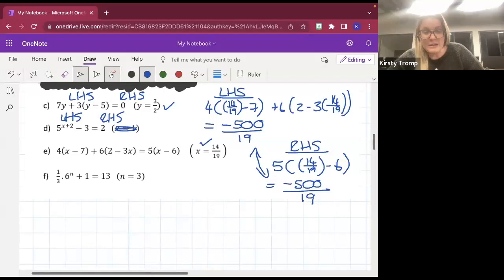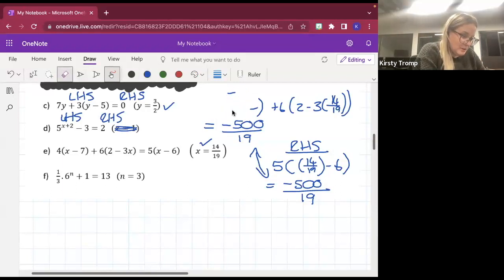So those of you who were unsure of how to do number D, let's go have a look at number F, because F is a little bit similar to number D. Let's have a look at number F, and then if you're still having issues, I'll answer some more questions. But let's have a look at F. I'm going to give myself a little bit more space here.